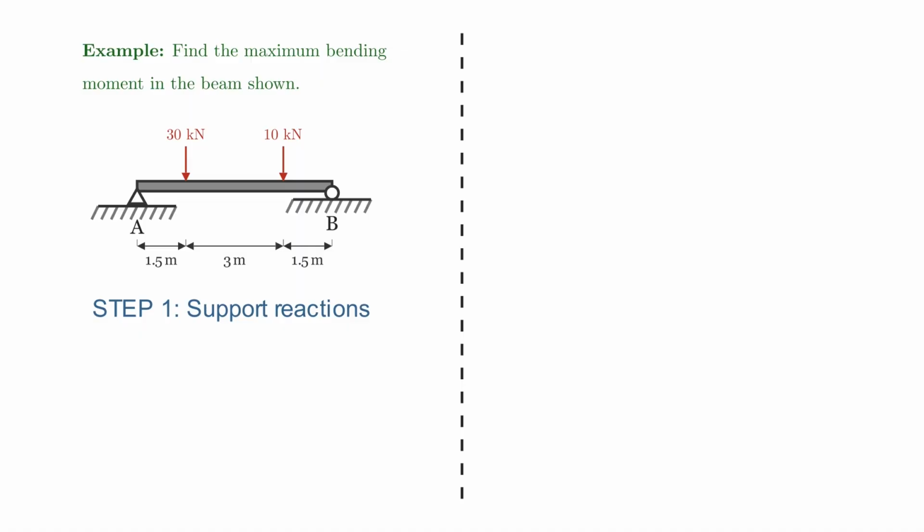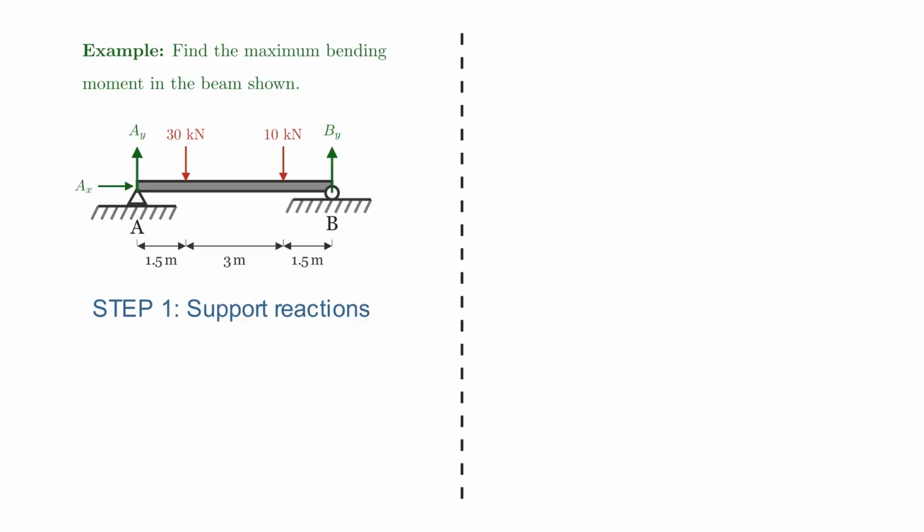So we identify what type of supports we have. At A, we have a pin joint. This is going to allow rotation, but it prevents movement in both the X and the Y directions, giving us support reactions AX and AY. B is a roller, so it allows rotation. It also allows movement in the X direction, so it only has a support reaction BY.